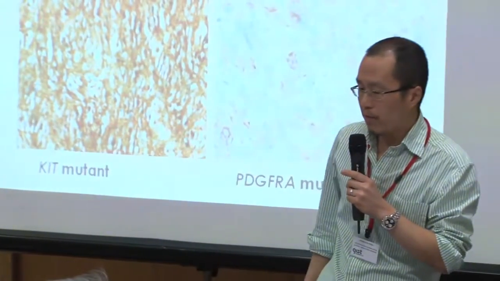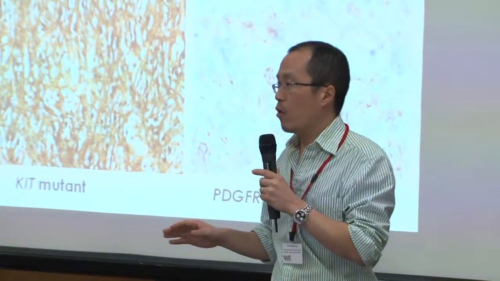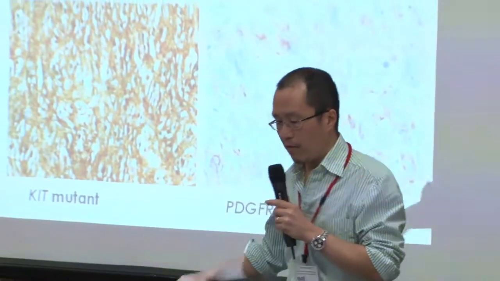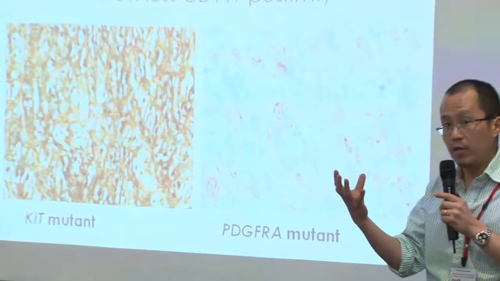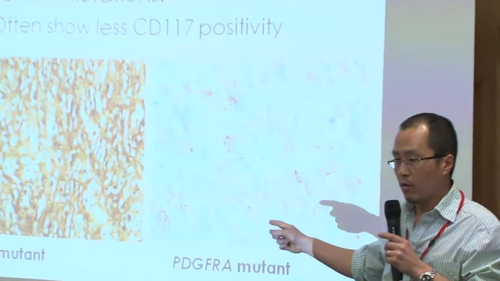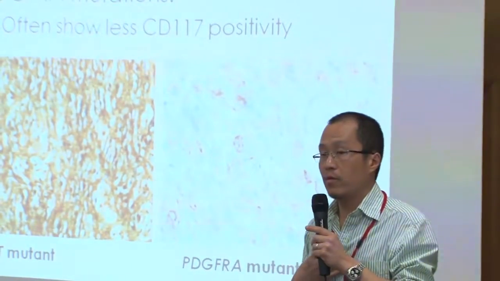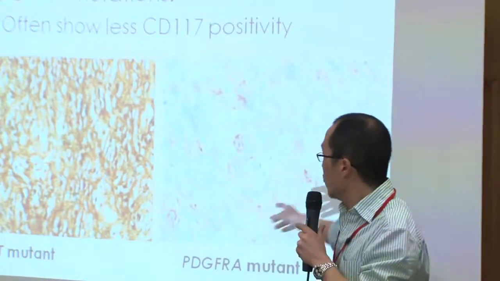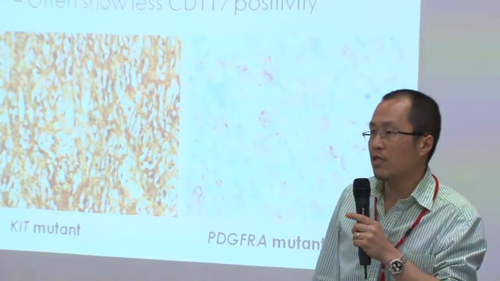The other important thing about PDGFRA mutations is that they tend to explain the 5% of cysts or so which do not show CD117 positivity. Here's an example of a KIT mutated cyst showing lots of CD117 staining on immunohistochemistry, and this is a truly PDGFRA mutant, which shows less staining. This can be a problem from a histopathologist's point of view, because if you are not aware, you might go off the diagnosis of GIST, saying, oh, there's not much CD117 staining there.